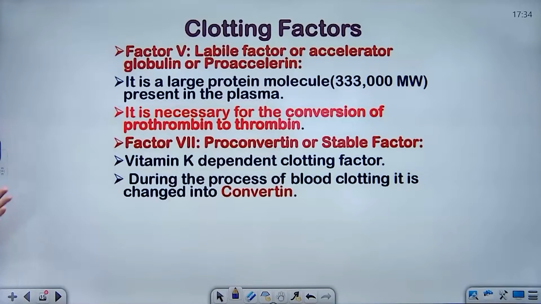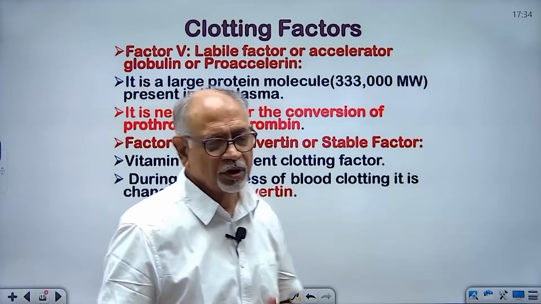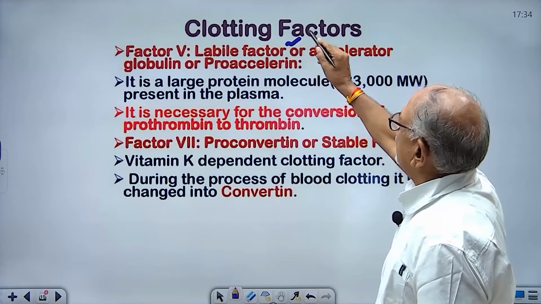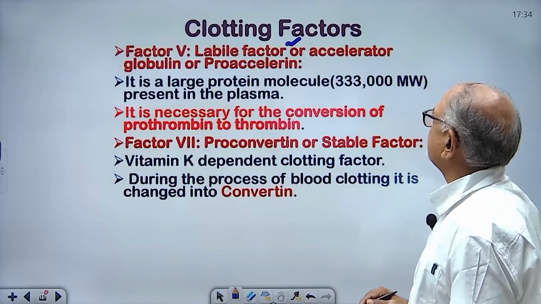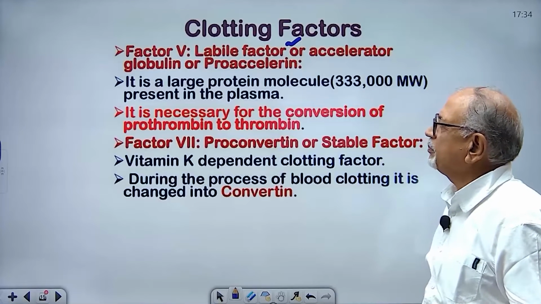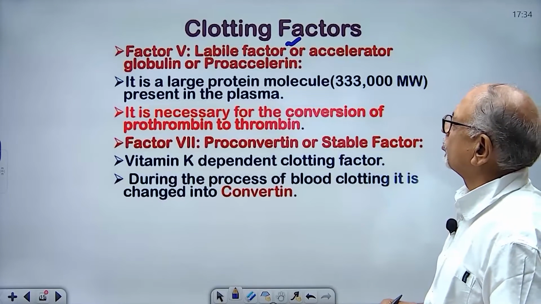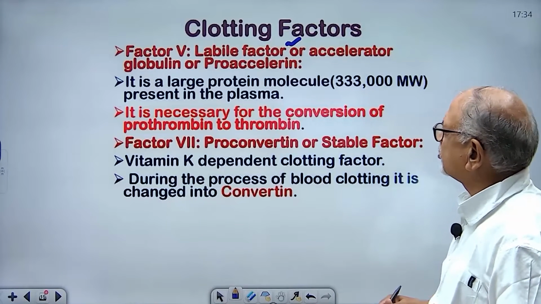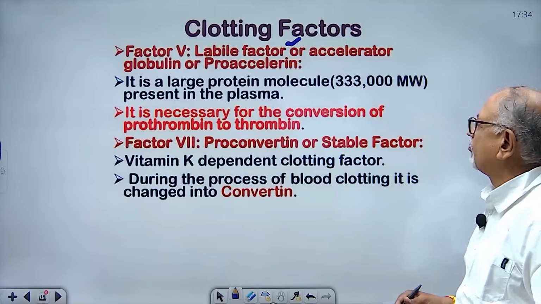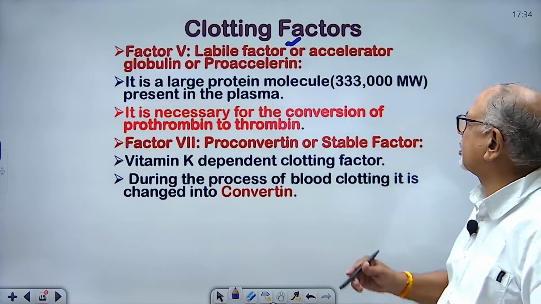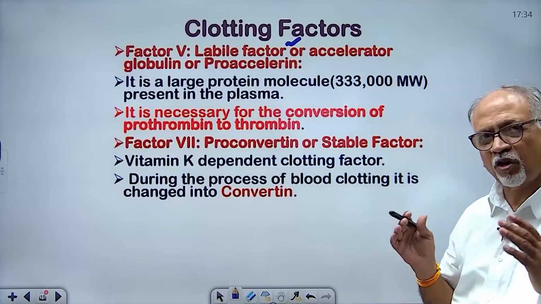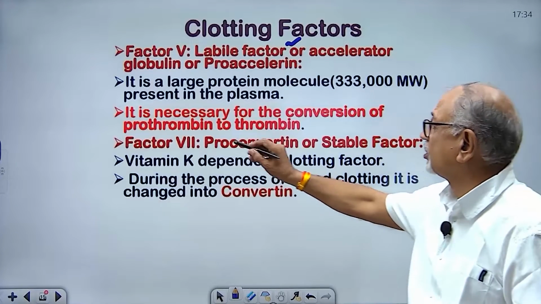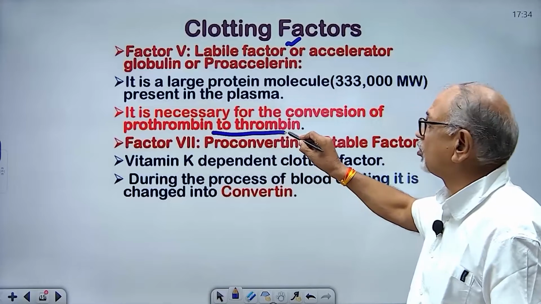Now coming on to the next factor. Factor 5 is called labile factor or accelerator globulin. It is also called proaccelerin. It is a large protein molecule of about 333,000 molecular weight. It is also present in plasma. It is necessary for conversion of prothrombin to thrombin.